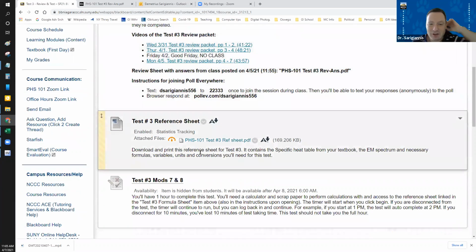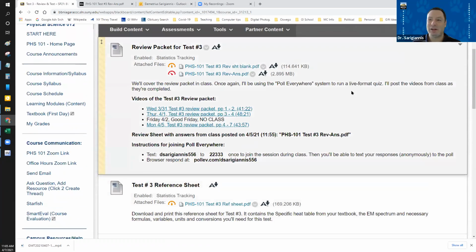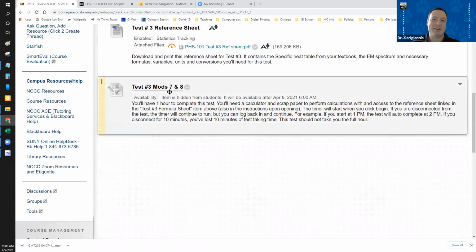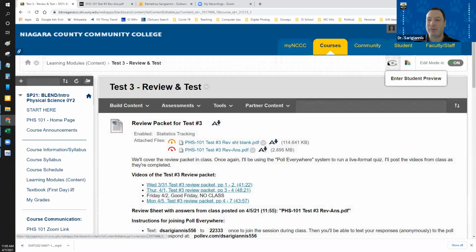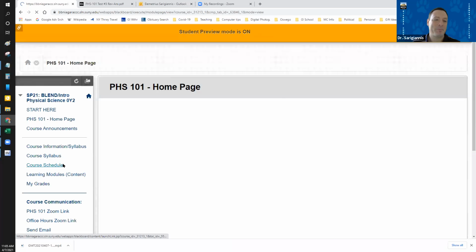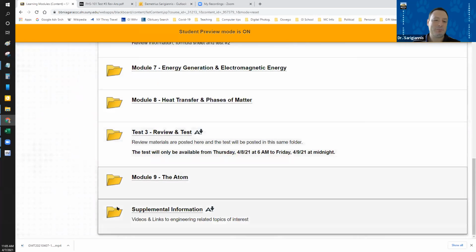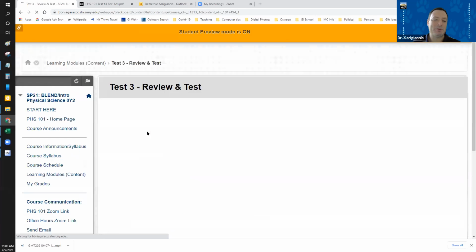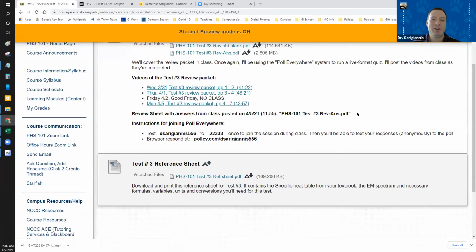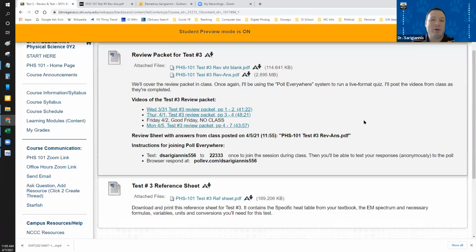Let's see, the reference sheet. Oh, you can't see the test yet. Well, I can see the test, it's right here, but the test will show up in the same folder. Let me go into student preview mode and go back to that folder, just so you're not wondering why you can't see that. Right now you should only be able to see the review packet item and the reference sheet item.